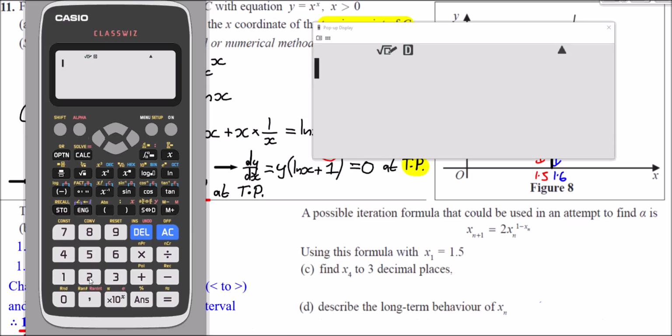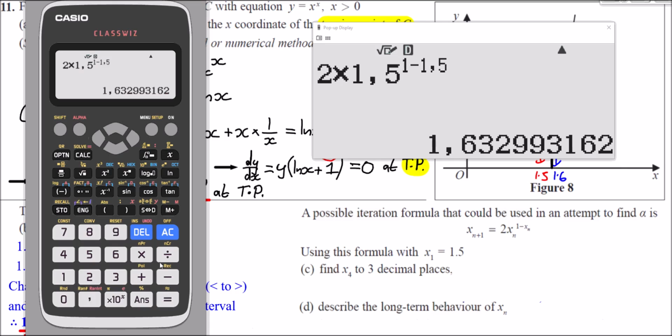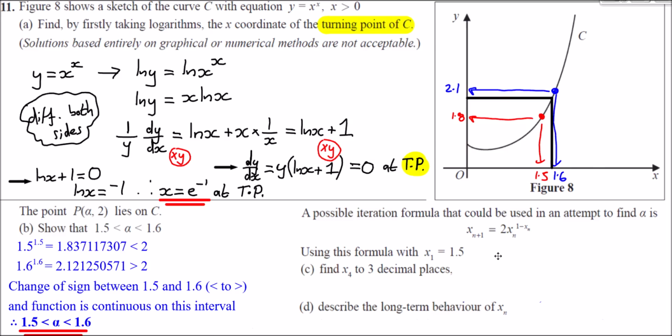So we're going to have 2 times x, which is 1.5, to the power of 1 minus that value of x. So we type this in, we press equals, we get 1.632993162. So the first time we use this formula, we're going to get this. The x subscript 2 is this value here.